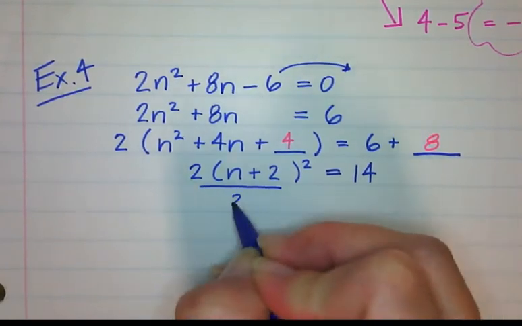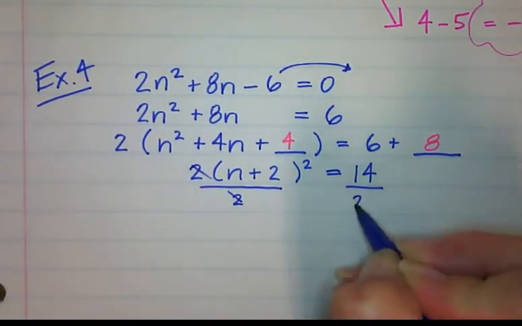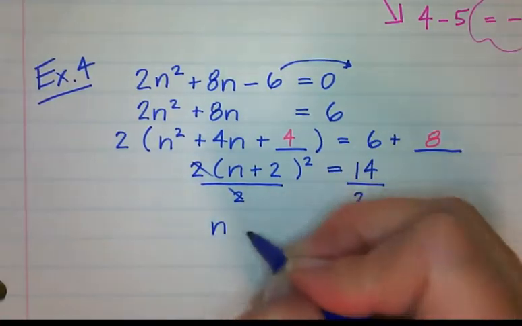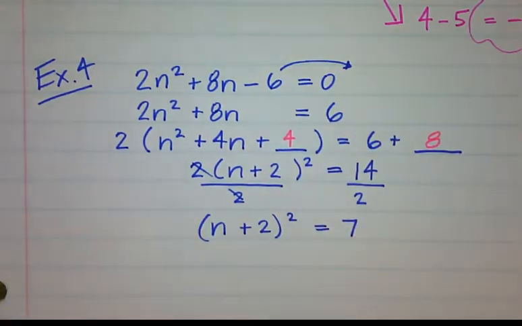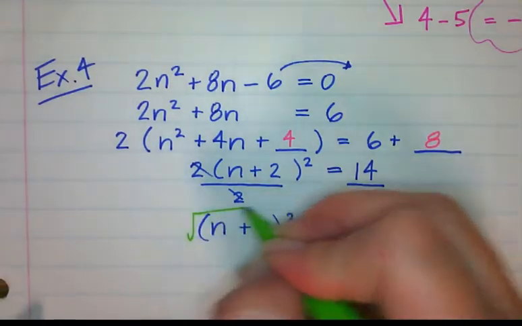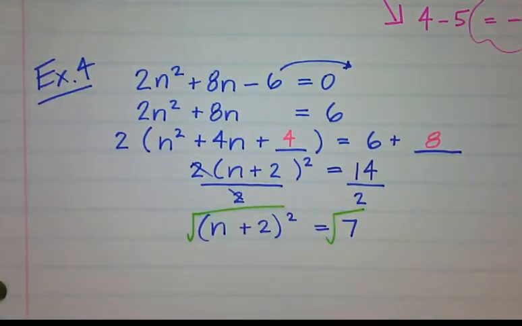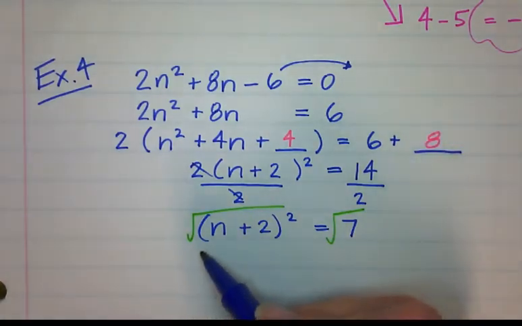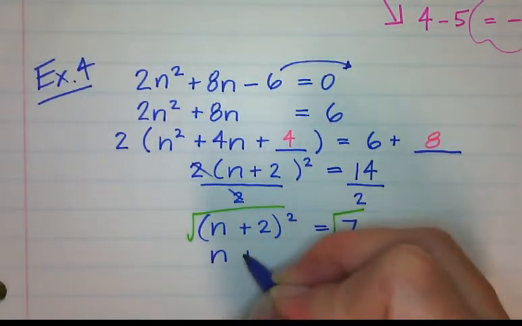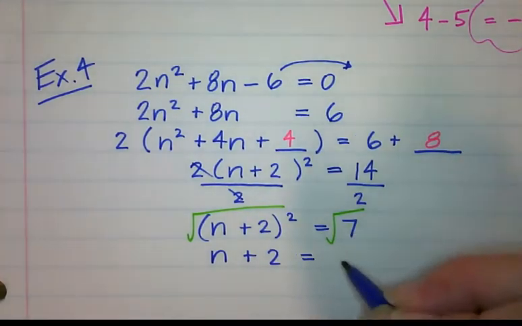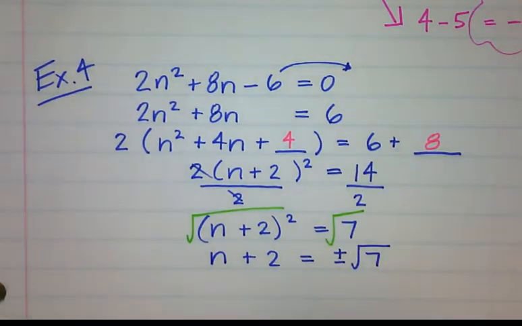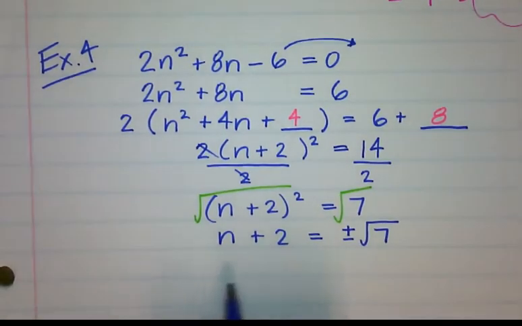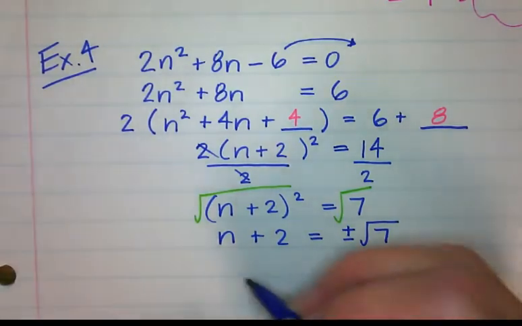All right, next thing I need to do is get rid of this 2. So I'm going to divide both sides by 2. So that gives us n plus 2 squared equals 7. And now we know that in order to get rid of the square, we need to use a square root. So I'm going to take square root of both sides. And when you take the square root of something squared, you get that something. And then the square root of 7 isn't perfect, nor can it be simplified, but don't forget the plus or minus on there. And then we want to solve for n, so we need to subtract 2 from both sides.